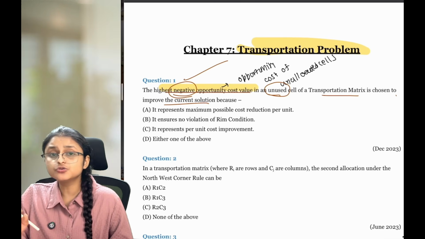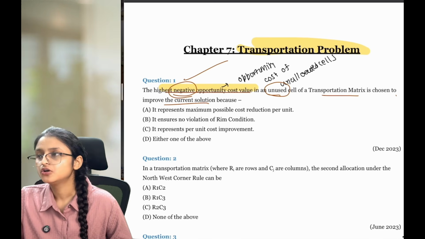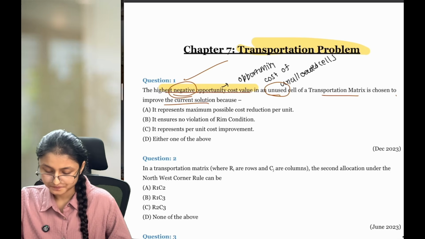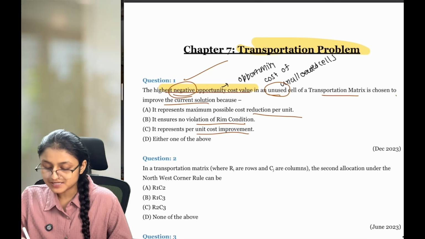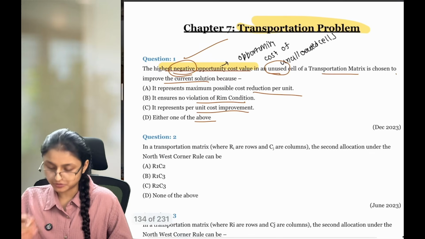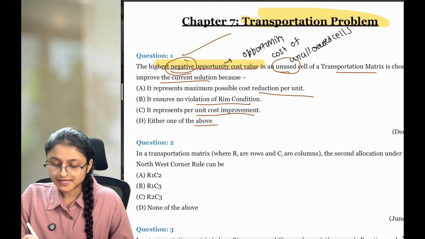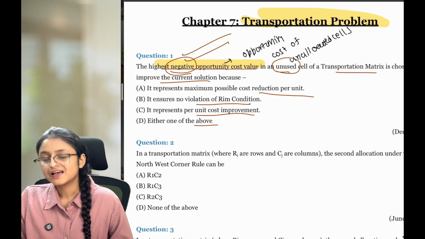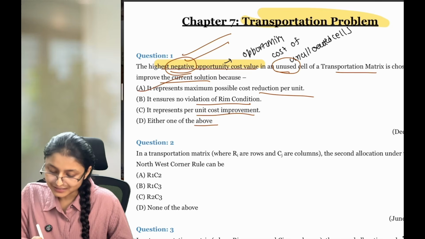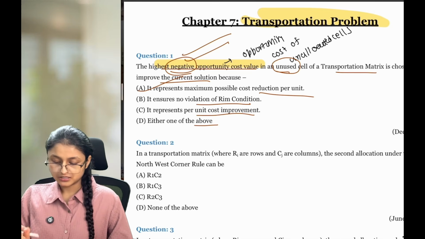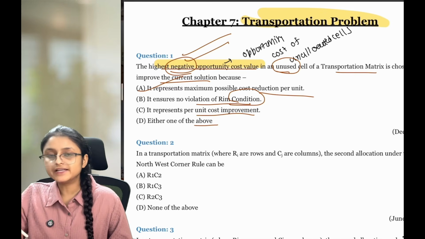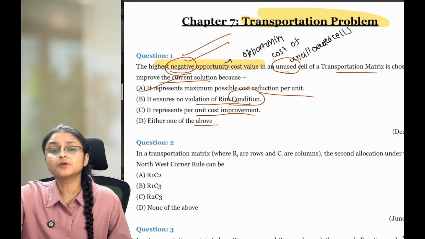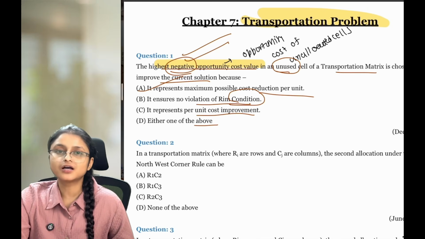Why do we specifically use the highest negative opportunity cost value and not any other opportunity cost value? Because it represents maximum possible cost reduction per unit. It results in no violation of rim condition. It represents per unit cost improvement, either one of the above. So, you need to understand that the highest negative opportunity cost value shows the highest amount of cost reduction and that is why we use that particular quantity. It ensures no violation of rim condition. So no violation of rim condition should be there in a transportation problem every time. Then only you can solve the transportation problem.